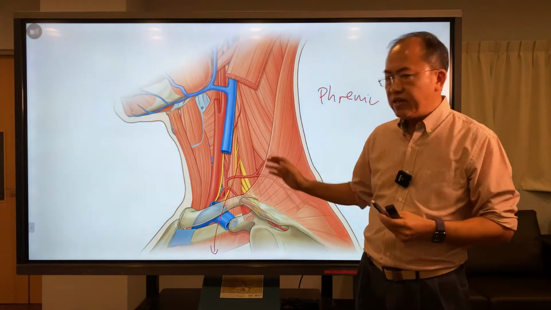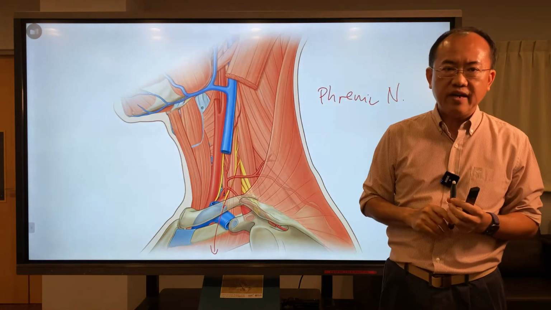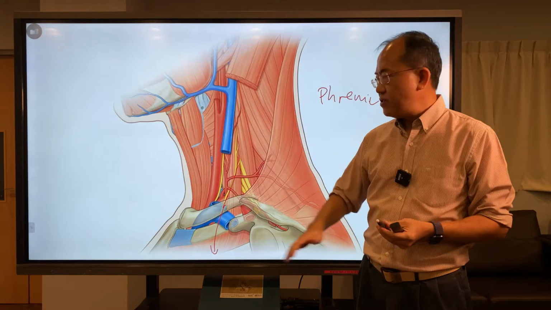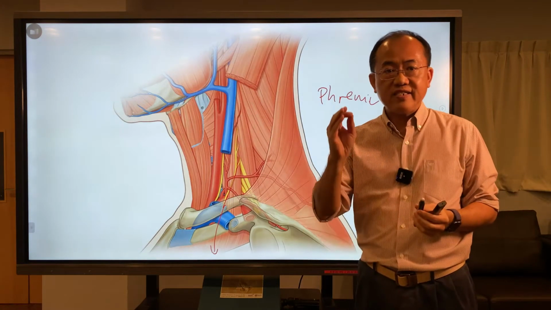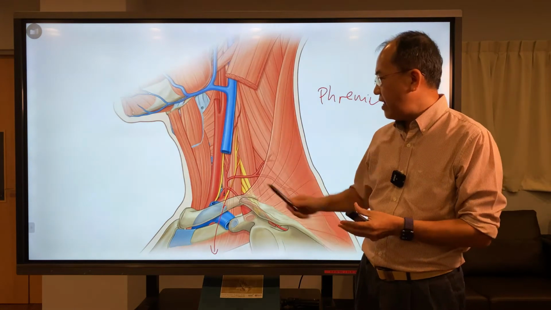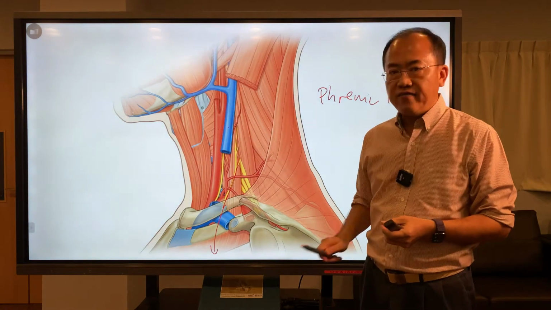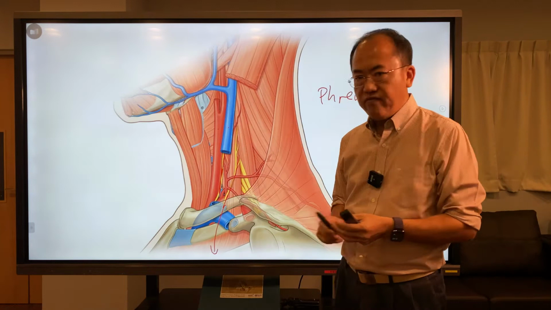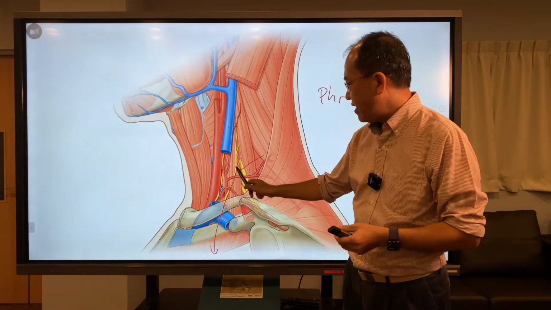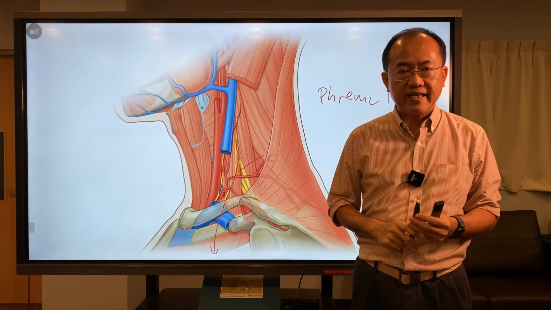So these are the few things that you must recognize tomorrow when you do the practical. When we remove the sternocleidomastoid, we should be able to recognize the carotid sheath and contents. Of course, when we remove the sheath, we are looking at the contents: carotid artery and internal jugular vein, sandwiched with the vagus nerve, right? And of course, we can recognize the phrenic nerve that runs in front of the scalenus anterior.